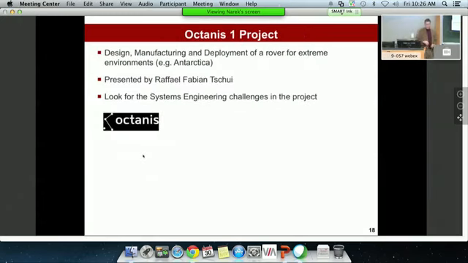And we are now right on time to hand it over to Octanus, and Raphael will present this, Raphael Fabian Chu. So this is essentially about the design, manufacturing, and deployment of a rover for extreme environment, Antarctica in particular. We look forward to Raphael's presentation. As you listen to Raphael, think about what you learned in this class so far. How does it connect? And I think Raphael also tried to gear the presentation a bit to the system engineering concepts.